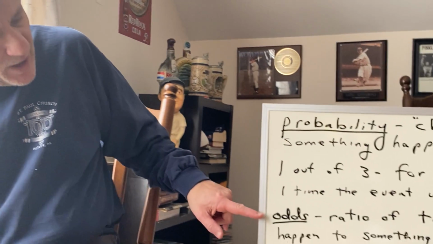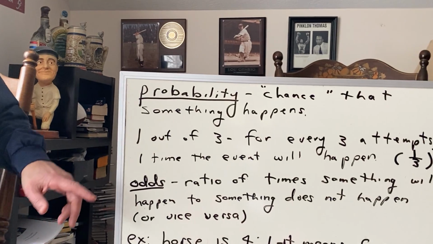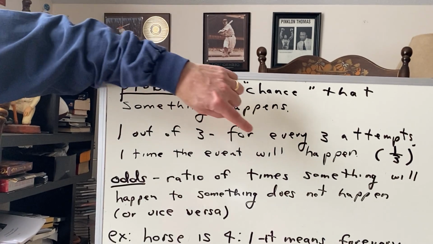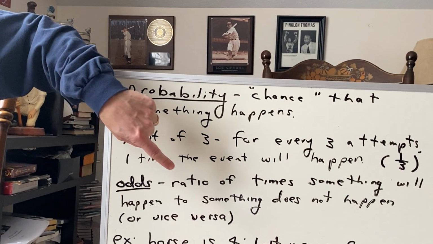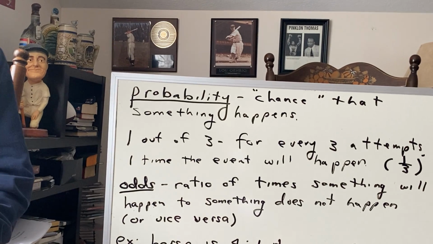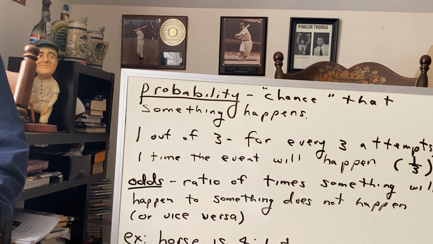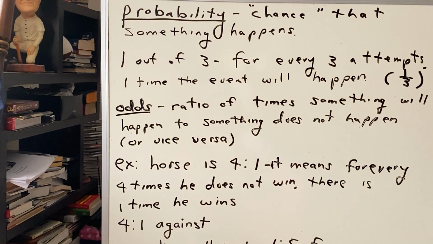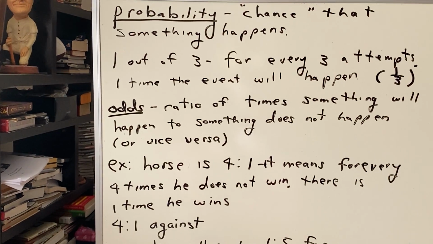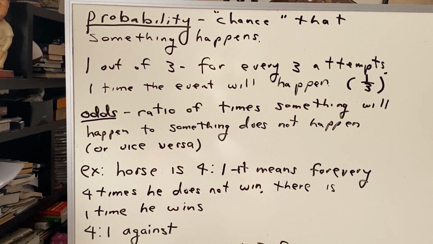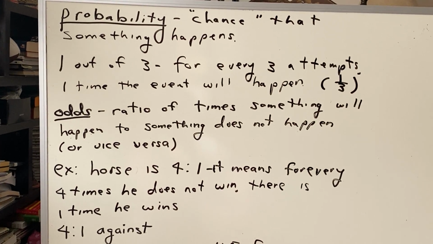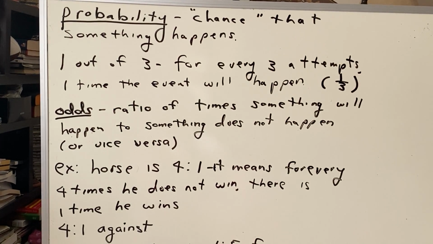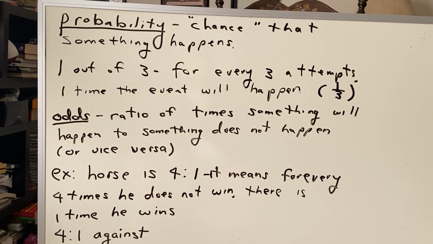Okay. Odds are related to probabilities. Odds are the ratio of times that something will happen to the times that something does not happen, or actually vice versa. Okay, so for example, let's say that we have a horse that is 4-1, right? If you've gone to the races, you may have seen something like that. What that means is that for every 4 times the horse does not win, there is 1 time the horse does win, or at least that's the expected winning rate of the horse.